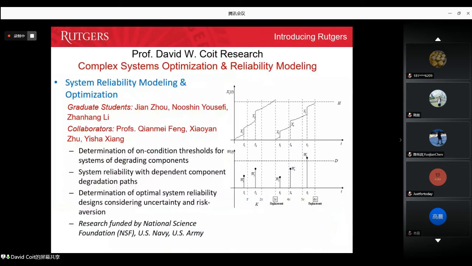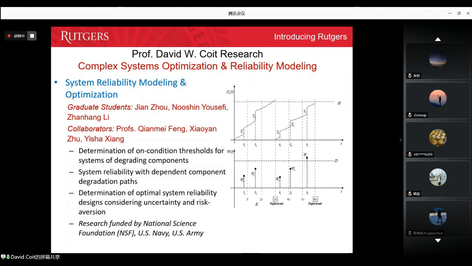Now, first, I'll just talk about myself. I've been a professor at Rutgers now over 20 years. And the whole time I've been there, my primary research has been some form of reliability or system reliability. And it still is. I do other things, but my primary research is system reliability modeling and optimization. Quickly, some of my students: Jen Zhou, Nushen Yusefi, and a very good master's student, Jianhong Li. I think I saw him maybe sign on, and he's very good, and will defend his master's thesis soon.